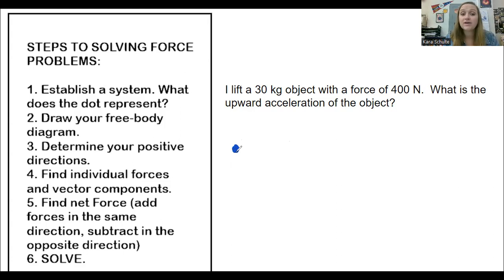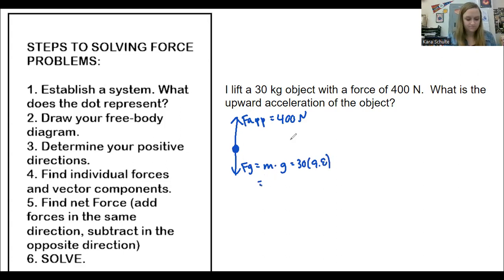First thing we're going to do is draw a force diagram. So force gravity acts on every object that has mass, so you automatically start there. And we have an upward applied force. We're told that this applied force is 400 newtons. And we have the ability to solve for force gravity by saying m times g. So 30 times 9.8 gives me 294 newtons.